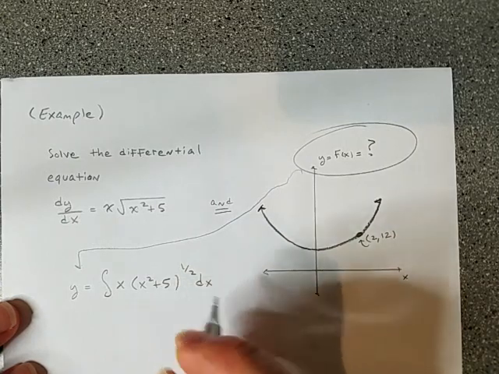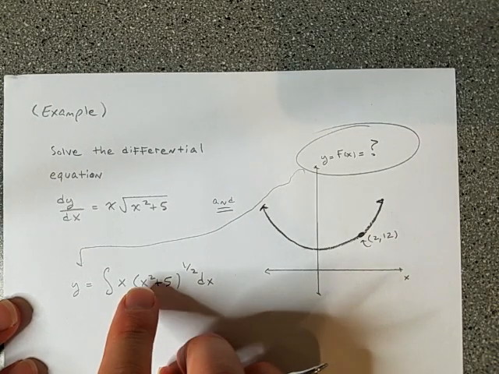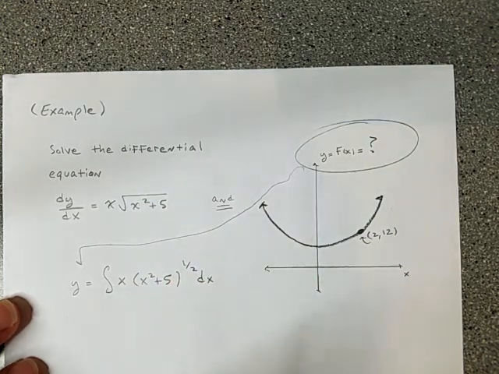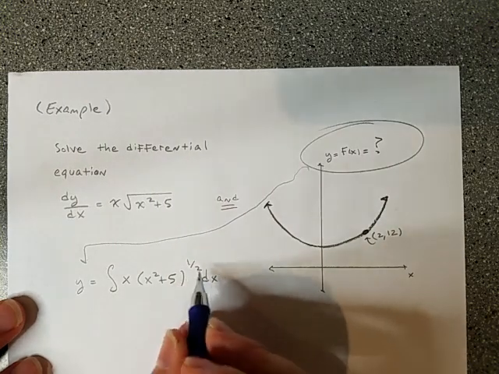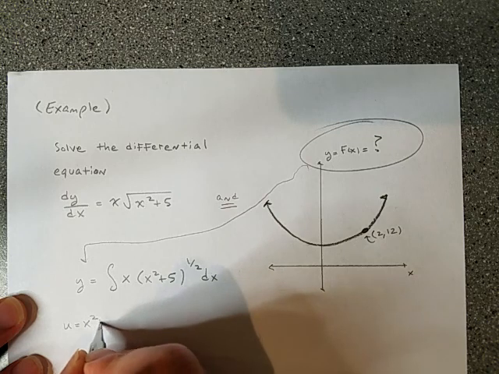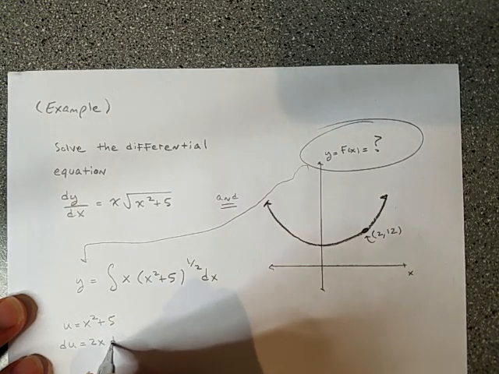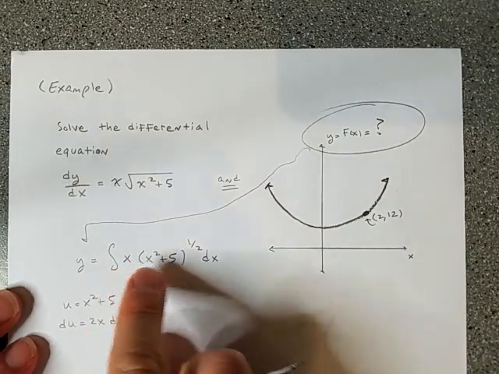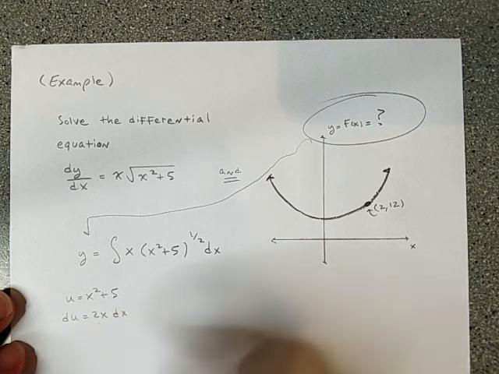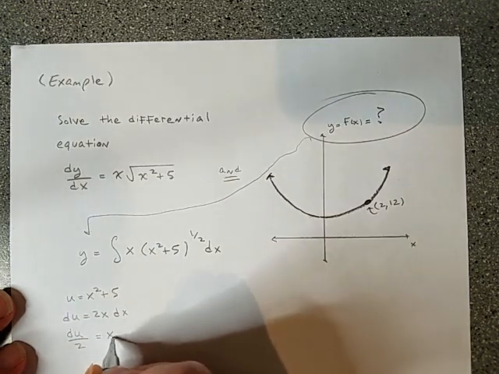That will be u, and what's the derivative of x squared plus 5? It's 2x. Well, I got x. I'm missing the 2, but I can work with the 2. I can get the 2 in there where I need it. So I'm going to do this by U-substitution. u is x squared plus 5, and du is 2x dx. I'm working with x dx here, so I'll divide both sides by 2. So I get du over 2 is x dx.